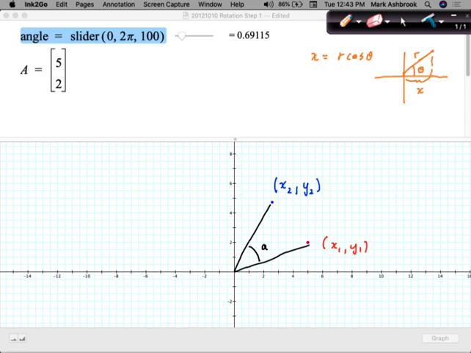And what am I really looking to define here? Am I looking to define x1 and y1 or x2 and y2? X2 and y2. All right, so x2 is some radius times cosine A. Agree? Yes. Oh, we would have to add in something, yeah, because you're not starting with the x-axis.